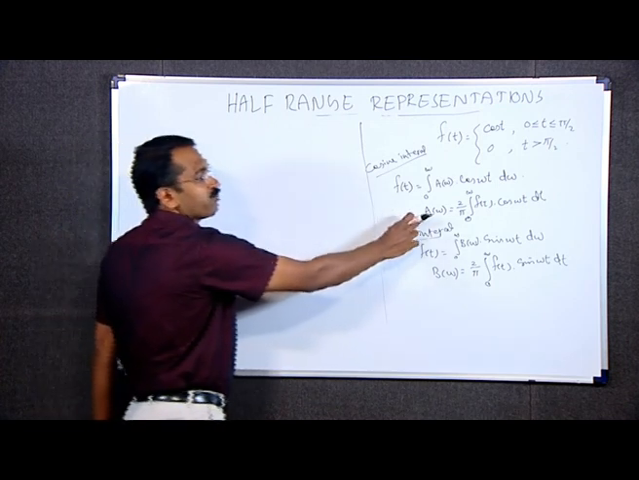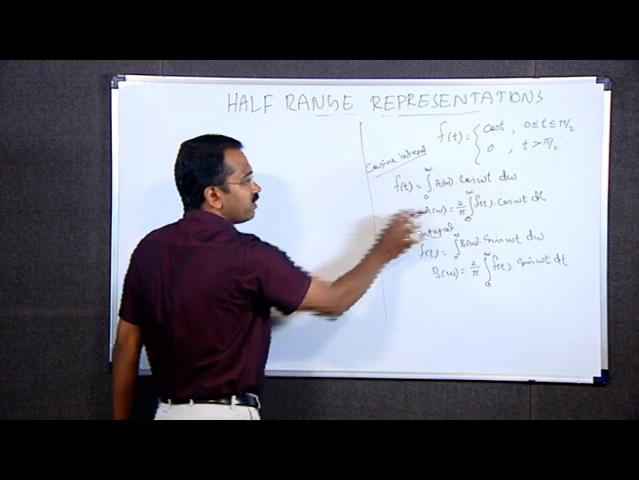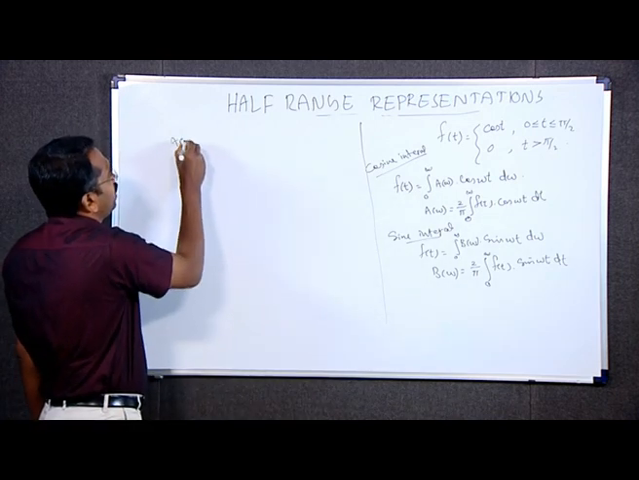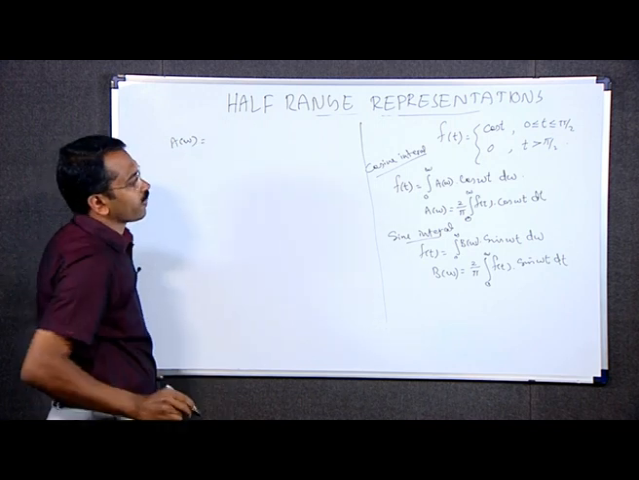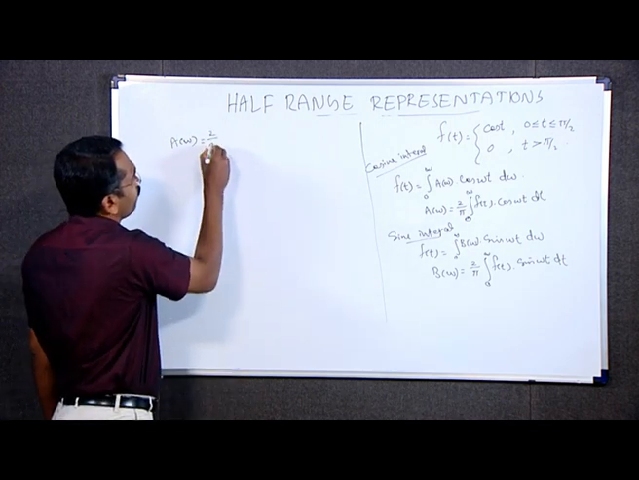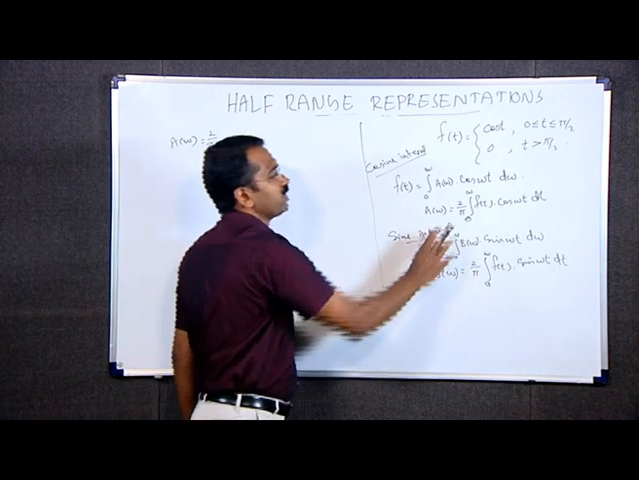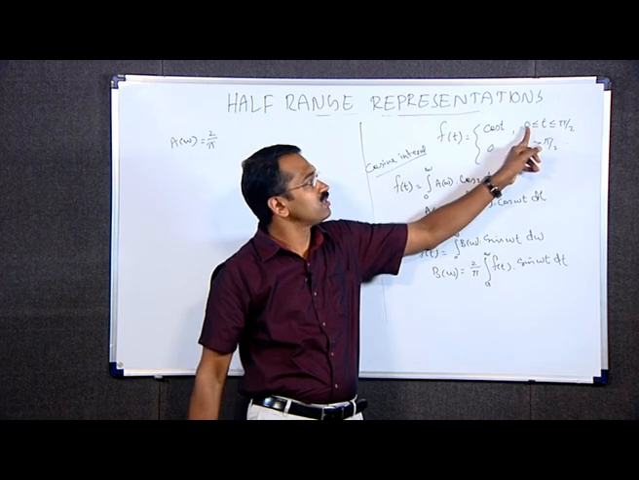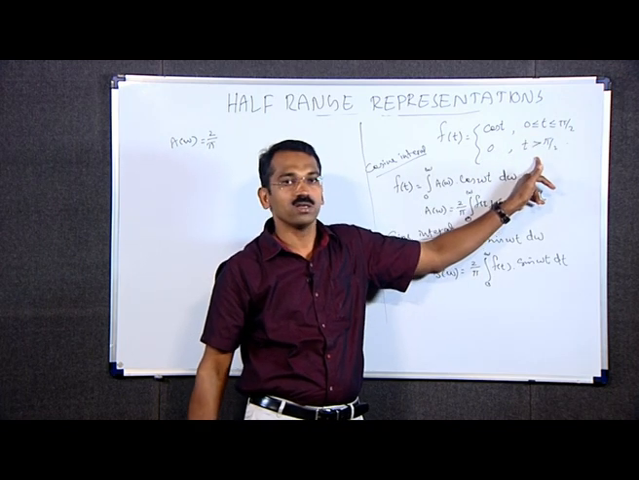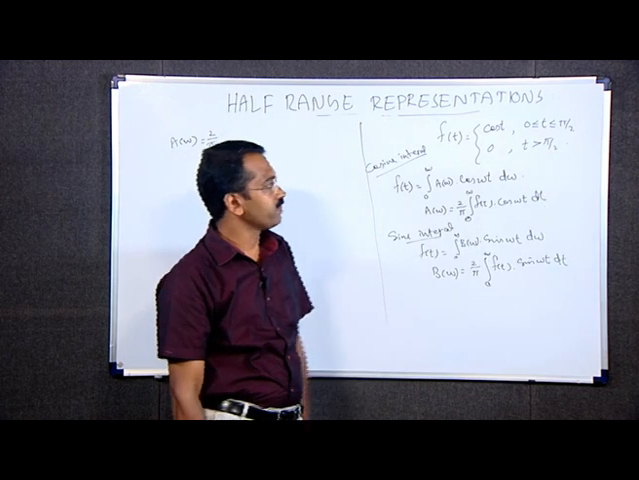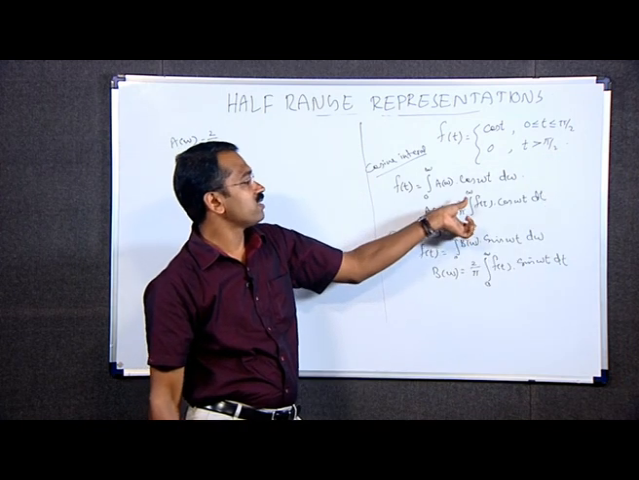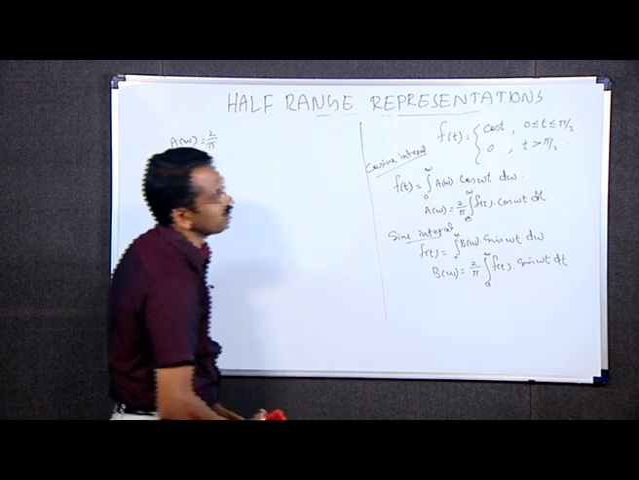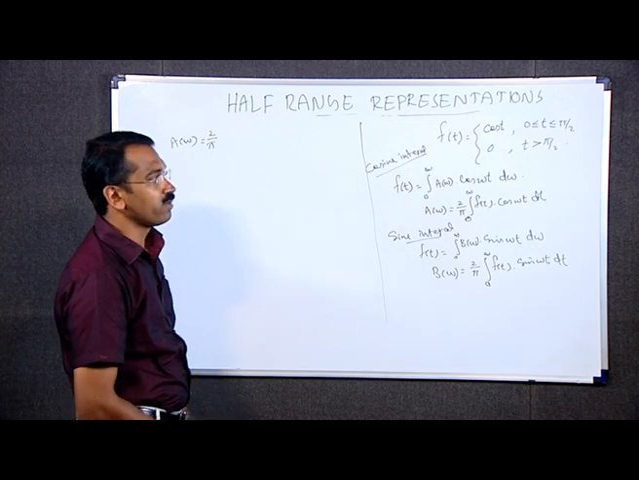Therefore, first of all, we have to find this a omega for the cosine integral representation. That is, a omega is equal to 2 by pi into integral from 0 to infinity. Here the function is defined in two ranges. One is from 0 to pi by 2 and then from pi by 2 to infinity. Therefore, we can split this limit of integration 0 to infinity into two limits. First one is 0 to pi by 2 and then pi by 2 to infinity.